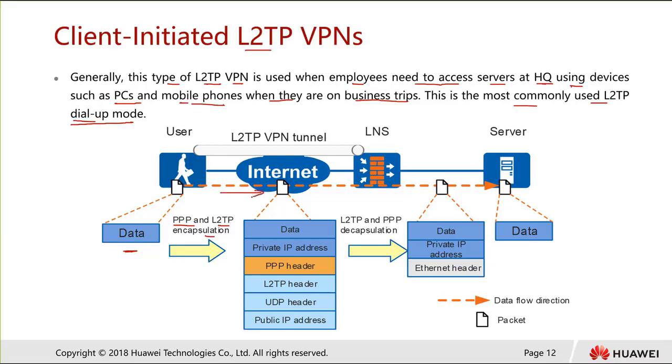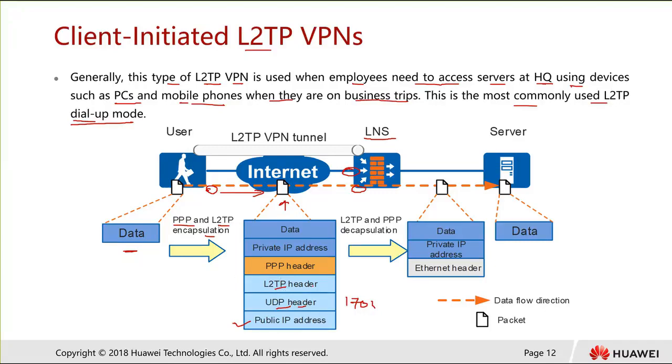Now, when this traffic is sent over the internet to this LNS, the head-end point, LNS stands for L2TP Network Server. This is an acronym of an acronym. When we capture the packet in between, let's say we run Wireshark in between, we will find the public IP header, with the source public IP to the destination public IP, then the UDP header, which is using port number 1701. This is the default port number. And then we also have the L2TP header.